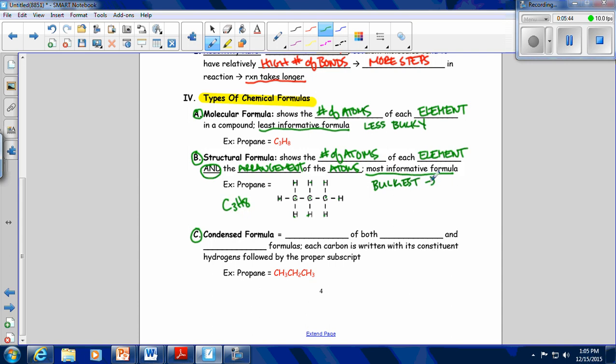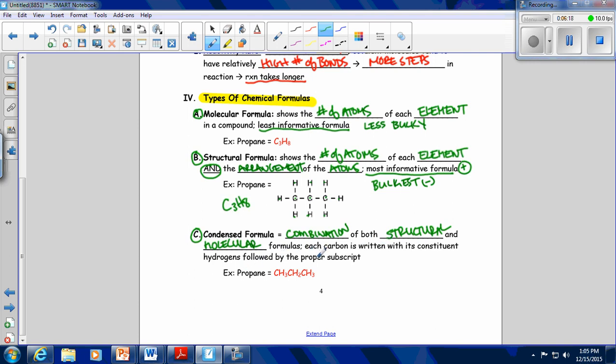Here's your positive aspect right there. Now the condensed formula, this is pretty much a combination of both the structural and molecular formulas. Each carbon is written with the constituent hydrogens followed by the proper subscript.